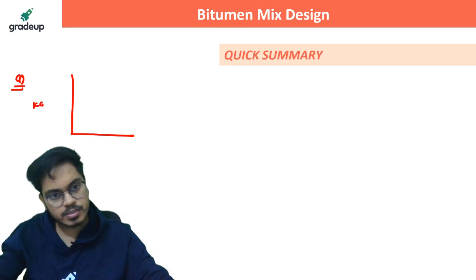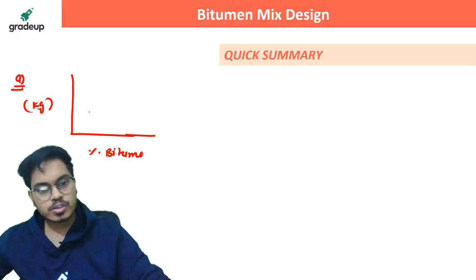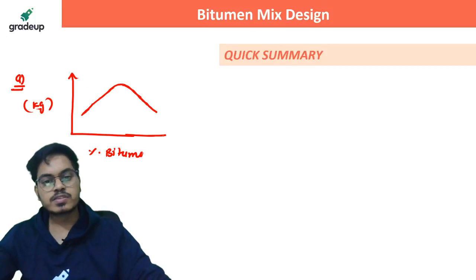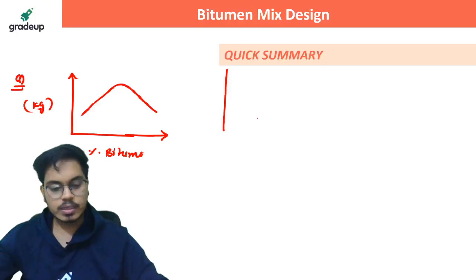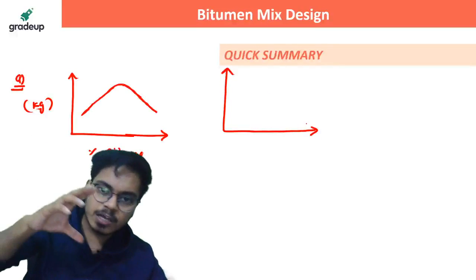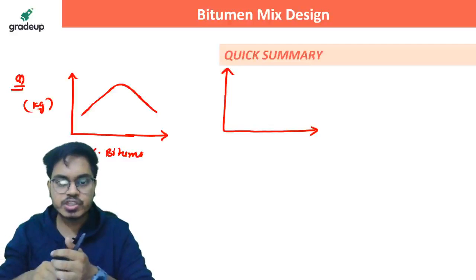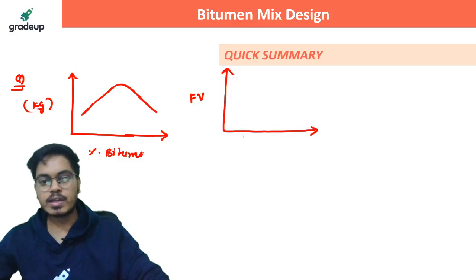Suppose this is my Marshall stability number and this is the percent bitumen. As the bitumen increases, obviously the load that it can bear increases, but after one point it starts decreasing. If you further increase the bitumen content, the load bearing capacity will start decreasing. Okay, next graph is of the flow value and the percent bitumen. What is flow value? Flow value is, when you are applying the load during the Marshall stability test, what was the deformation in the specimen before it fails, right? So this is flow value and this is percent bitumen.